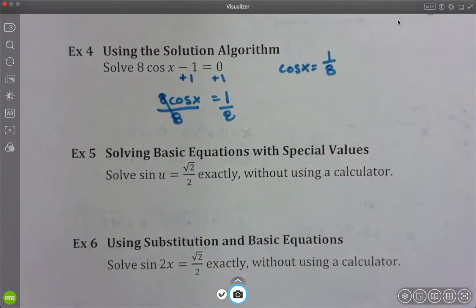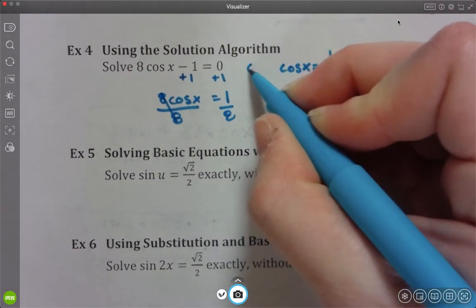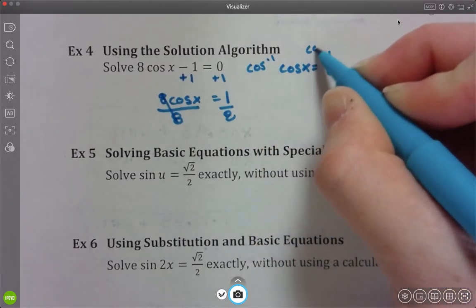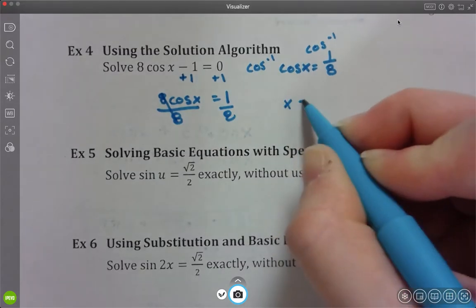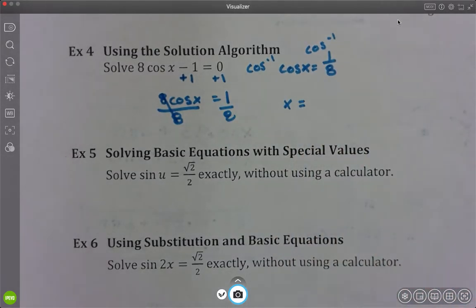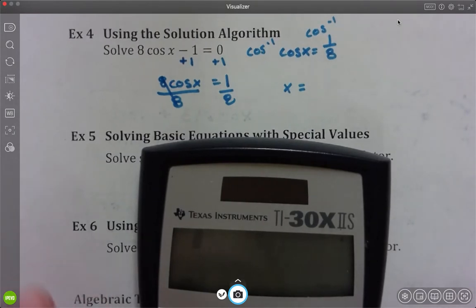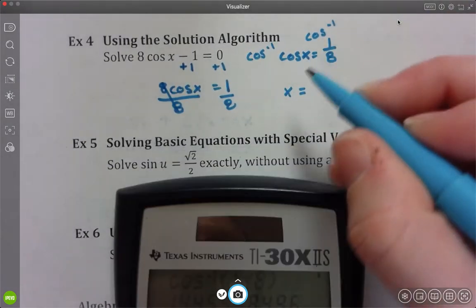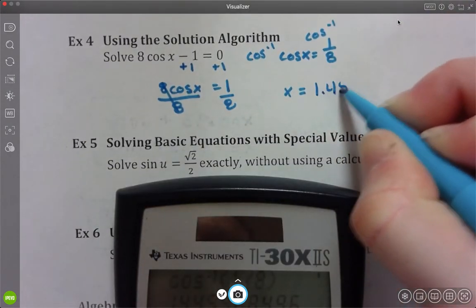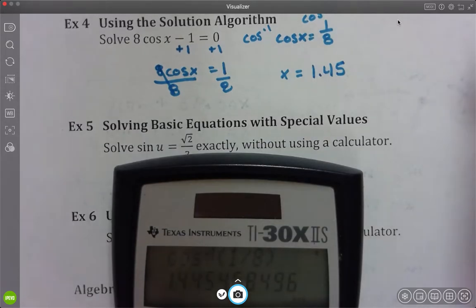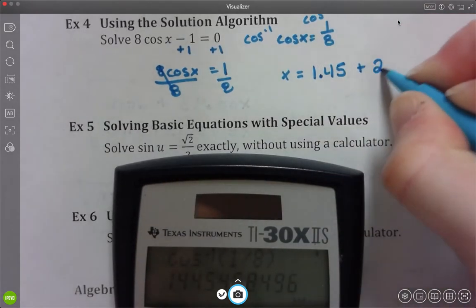You might be able to do some of this in your head, and that's fine. Then I will do inverse cosine, and x will be inverse cosine of 1 over 8. Inverse cosine of 1 over 8, still in radians in my calculator, so 1.45 is what I get for radians. Plus 2 pi n is what I need.